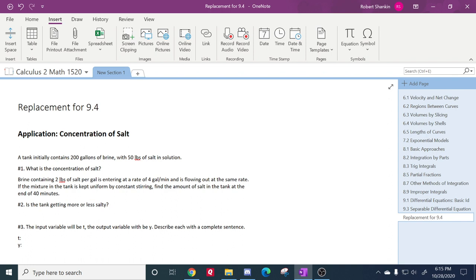All right, so the application is concentration of salt. When you mix salt and water together, we call that brine. A tank initially contains 200 gallons of brine with 500 pounds of salt in the solution. So, question number 1, what is the concentration of salt? And give the units. Let me give you a brief bit of time to figure that out.